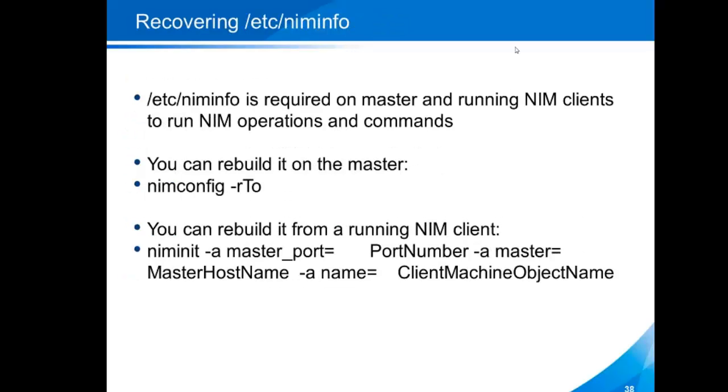nim_info is going to be required on the master and all of the running NIM clients. You can rebuild it on the master, and if necessary you can point the master at one of the clients that's running and it will rebuild it on the master from that client. What that tells you is, as I mentioned before in the nim_info file, we have those ports listed in there. So if you end up using non-standard ports, as in not 1058 or 1059, then you need to make sure that all of the NIM clients have the correct NIM ports in there.